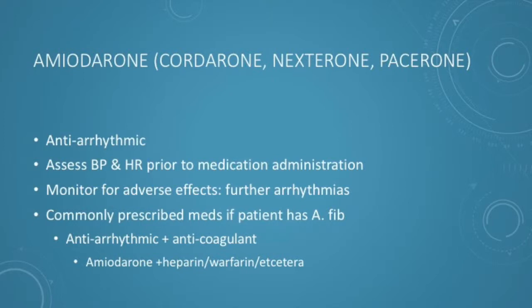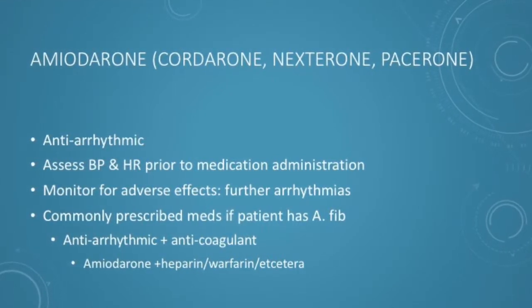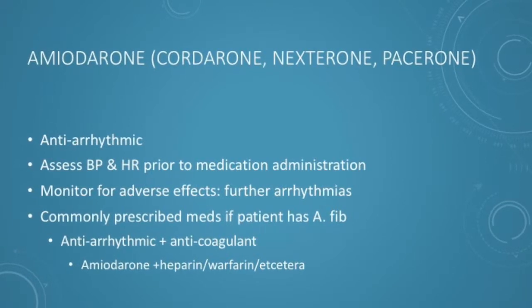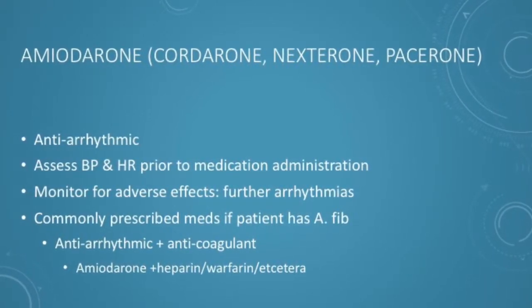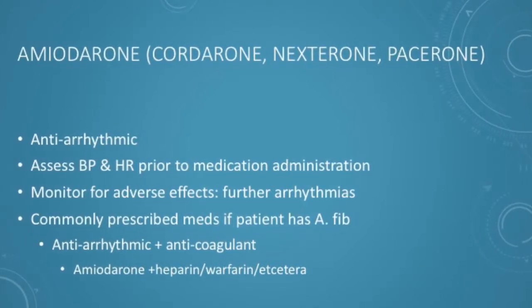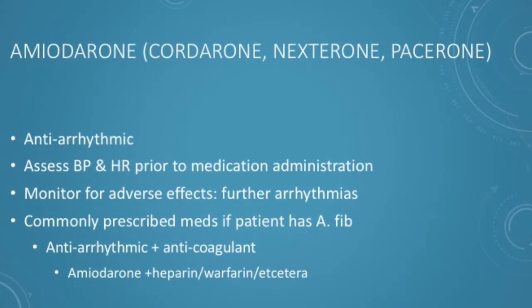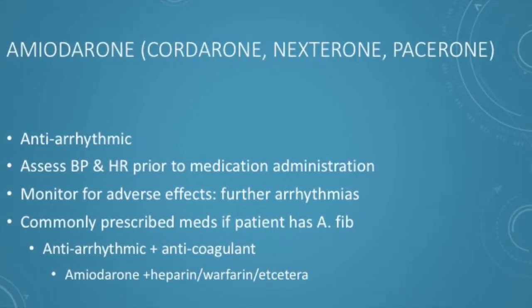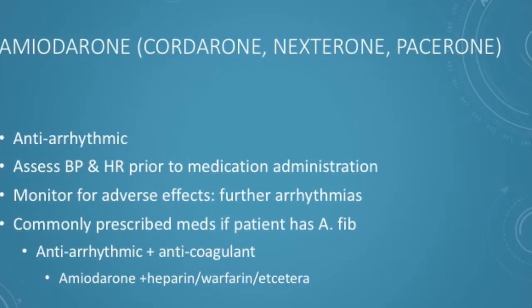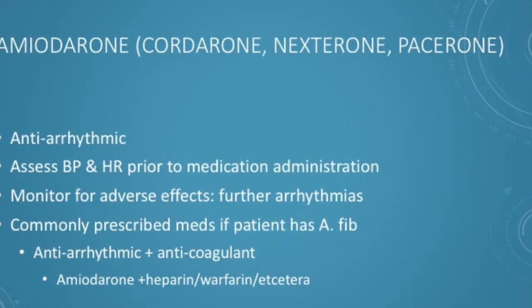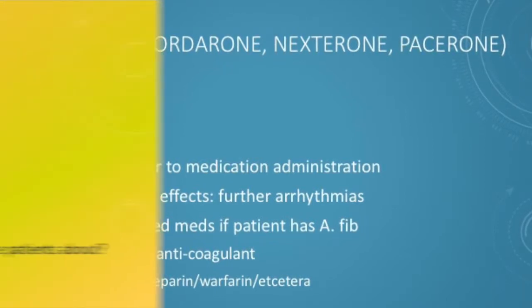So, amiodarone is an antiarrhythmic drug. We need to assess the blood pressure and the heart rate prior to administration. Monitor effects, such as further arrhythmias. That's going to be a key adverse effect. And then commonly prescribed medications if a patient has AFib are going to be an antiarrhythmic drug and an anticoagulation drug. So amiodarone and heparin or warfarin, etc. But it's usually going to be that combination of the antiarrhythmic and anticoagulant.